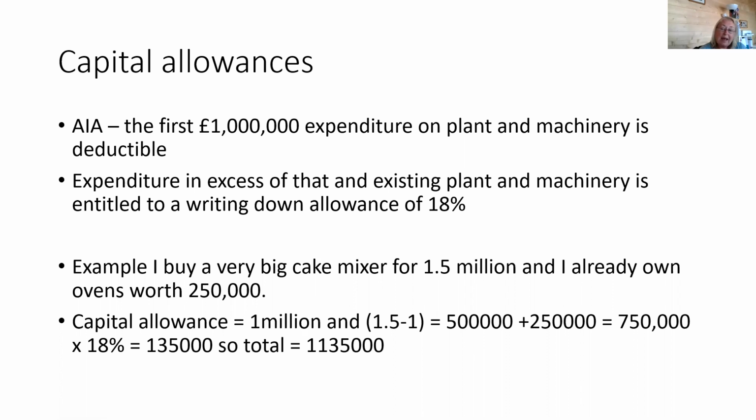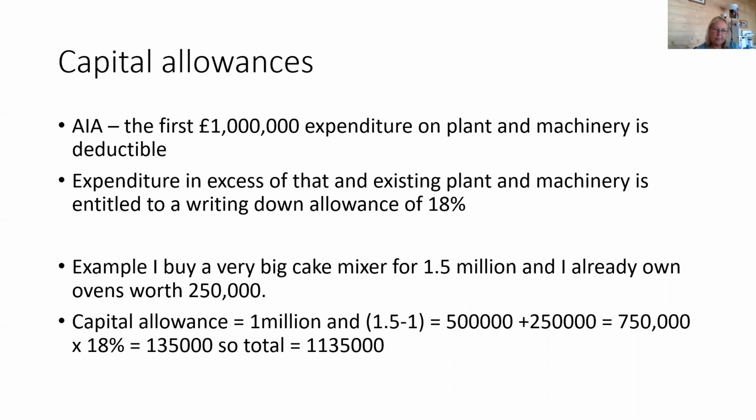And so I can add that to my existing assets, 250,000. So that gives me 750,000 worth of assets. And for that, I can get the normal 18% writing down allowance this year. So that means that I could in total claim a writing down allowance of £1,135,000 this year. So that would reduce my profits by that amount. That means I'm not going to be paying tax on that amount of profits.